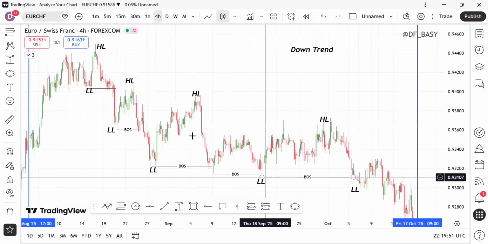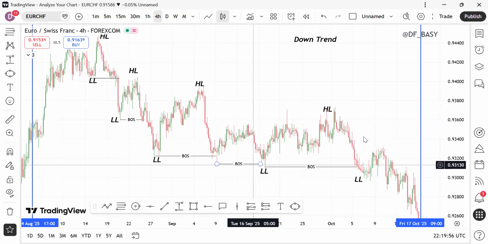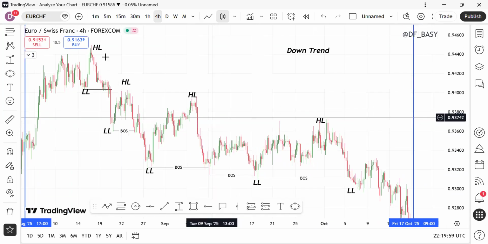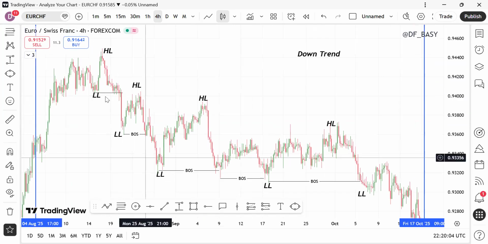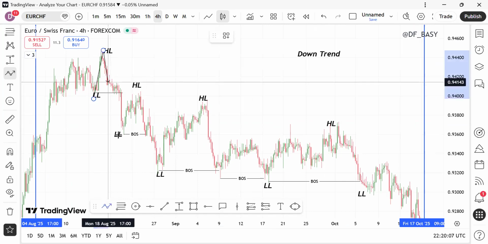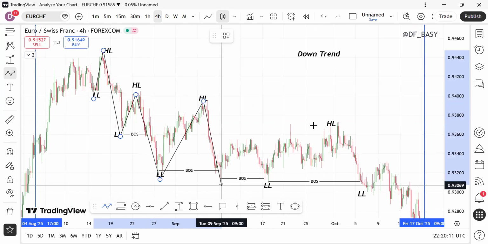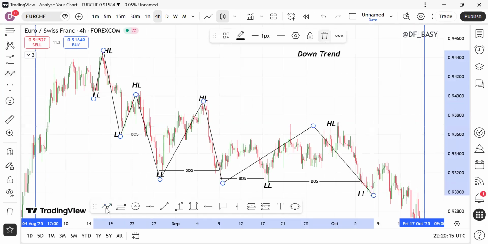So in a downtrend, you have a series of break of structure. This is a break of structure, this is a break of structure, this is a break of structure, this is a break of structure, like I showed you guys over there. So now, while the market is in the trend, creating higher lows, lower lows, higher lows, lower lows, it's still breaking structure to the downside.